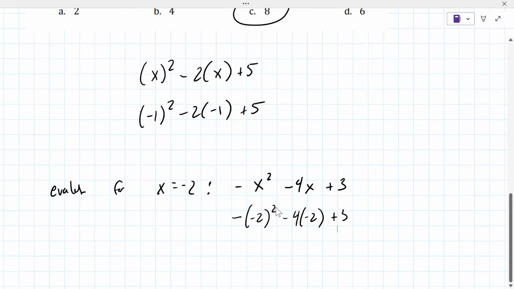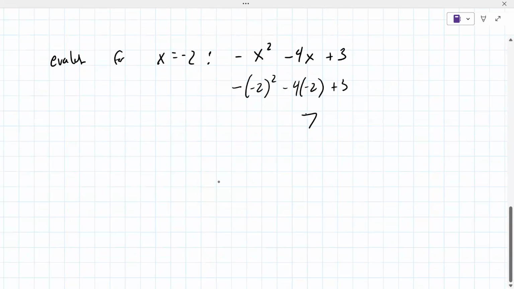I think that's what's messing me up. You have to square it first, so it's 4. Yes. And then you negate it. So it's actually -4. Okay. So -4 plus 8 plus 3. So what is your final answer? 7. It is 7.